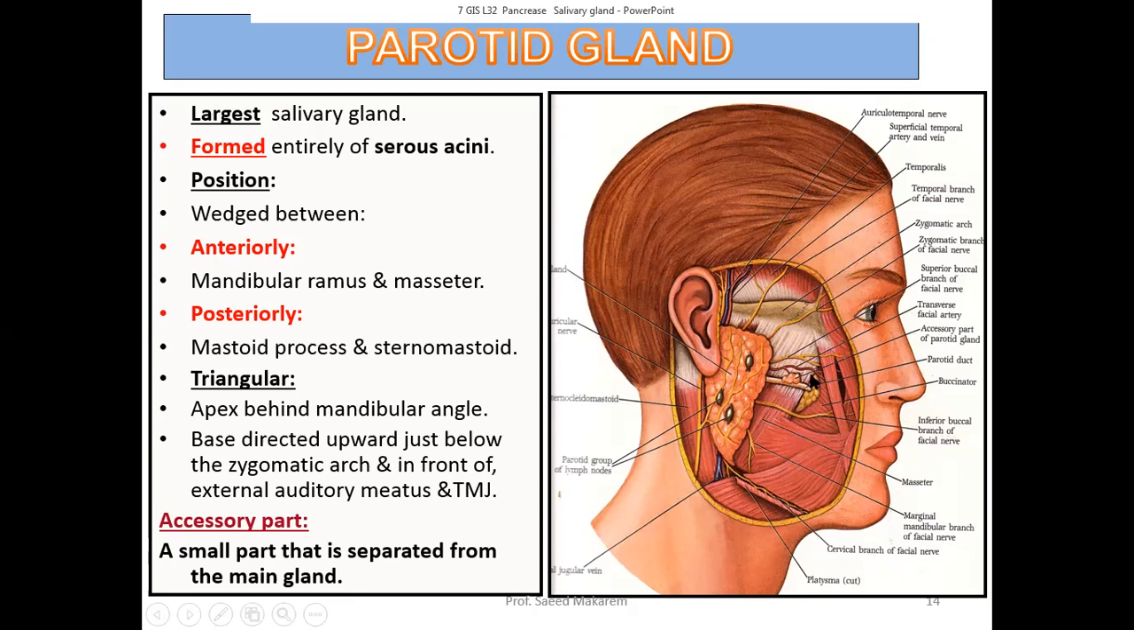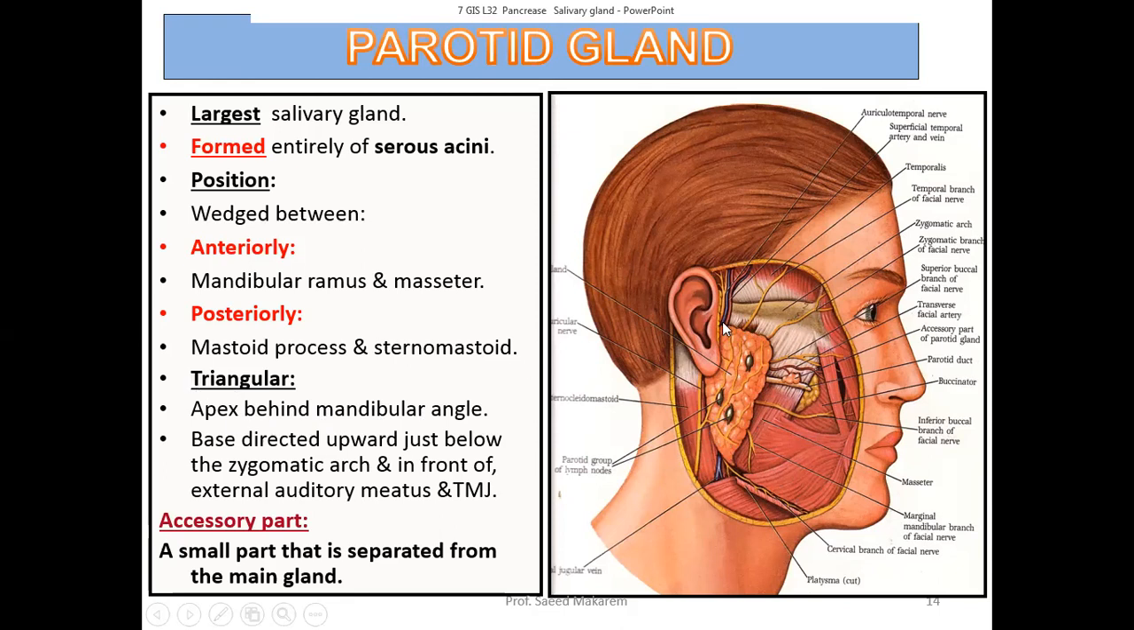If you see, it is triangular in shape, with the apex behind the mandibular angle. Here the apex is below, even though it is triangular in shape. The base is on the top and the apex is below, so it is a reverse triangle. The apex is behind the mandibular angle. The mandibular angle is between the ramus and the body, where there is an angulation, a bend. So the apex is present at the angle of the mandible.